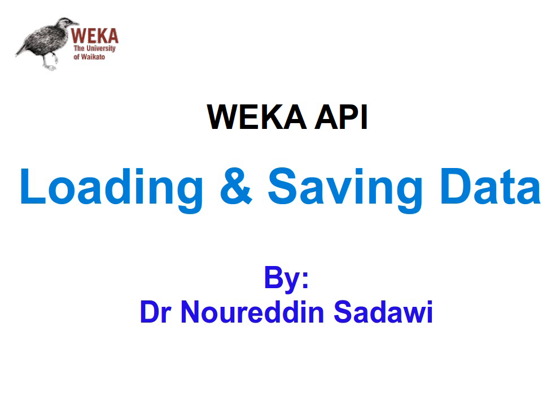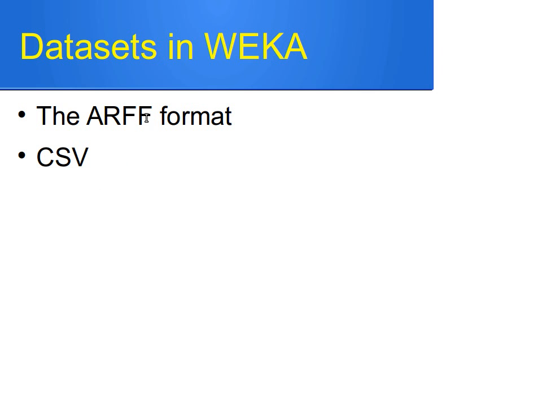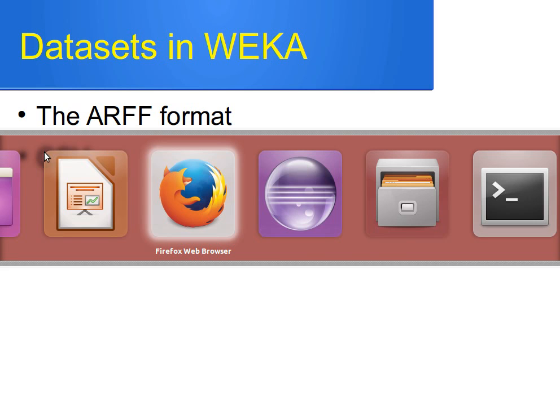Welcome back. In this video I'm going to be showing you how to load and save data using the Weka API. Now Weka can handle several file formats. The most common one, or the standard Weka format, is known as the ARFF format, but it can also handle the very common CSV, comma separated value, or character separated value format. Now let's read a little bit about the ARFF format to get familiar with it, and then we'll show you how to load it and save it.